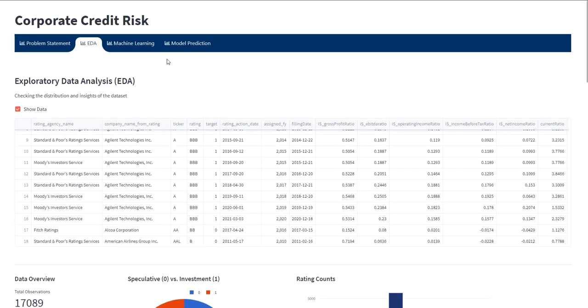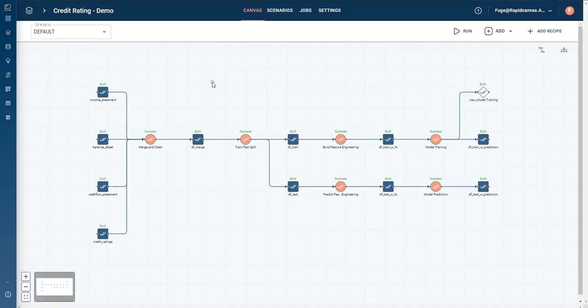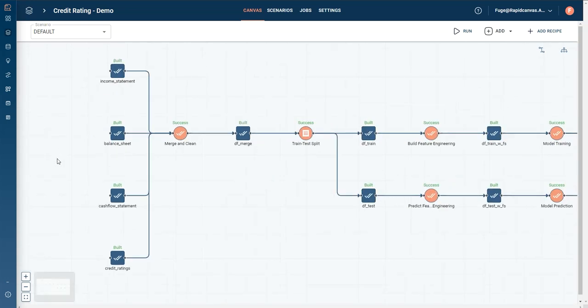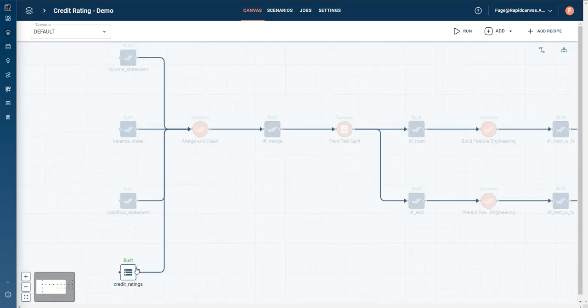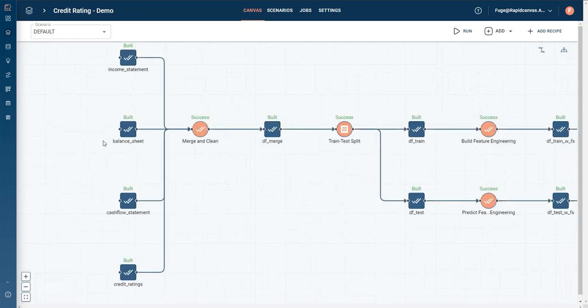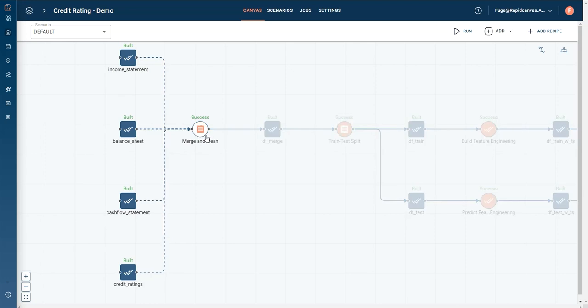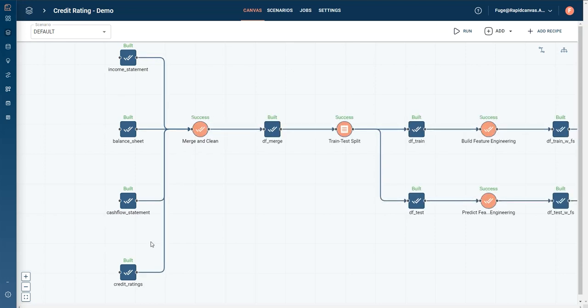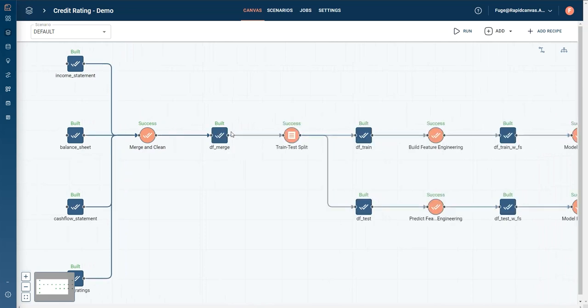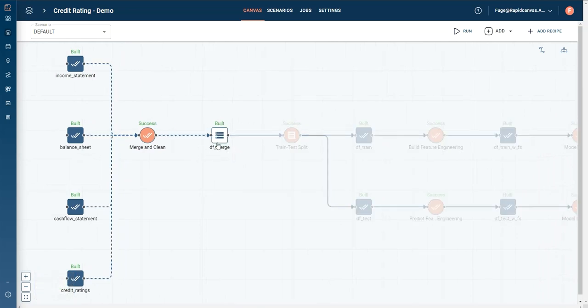Once we finish this step, we put it into our platform. You can see this is our platform showing the end-to-end workflow, so everything is done inside our platform. Starting from the general input, we load the data: income statement, balance sheet, and cash flow statement. The blue squares mean the data, and they go through the orange circle, which is the process. The credit rating and these financial statements go into a process called merge and clean, and the output is one data frame of merged data.